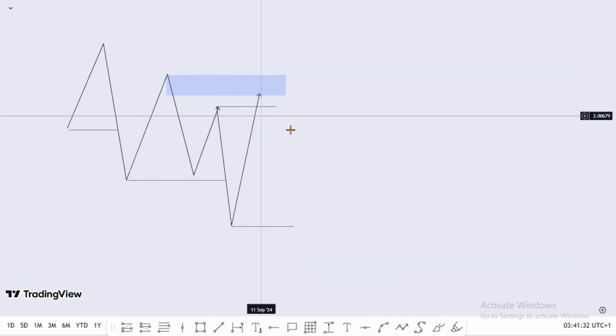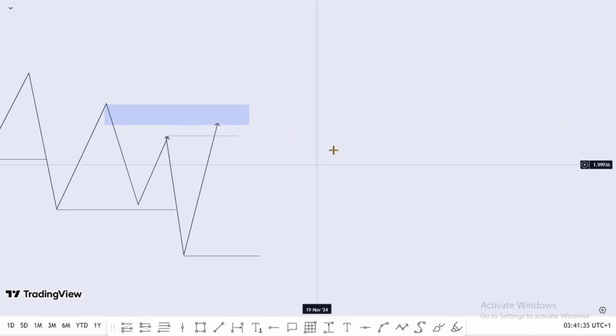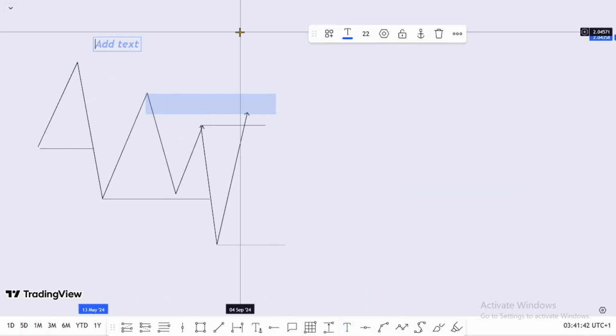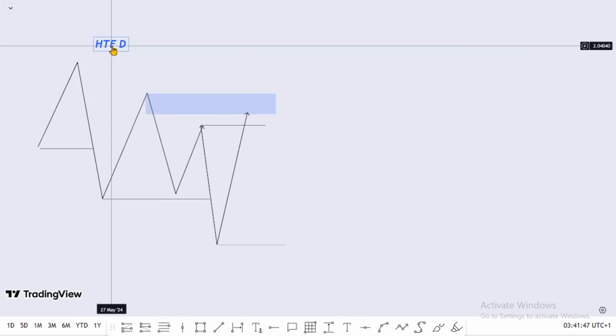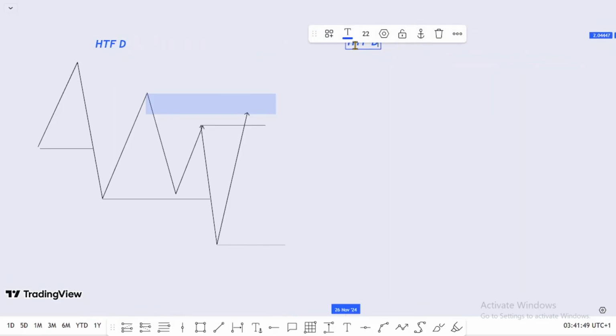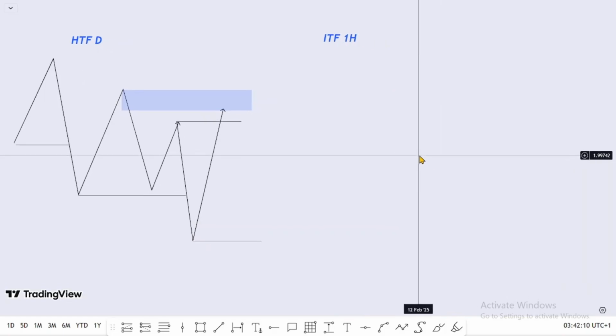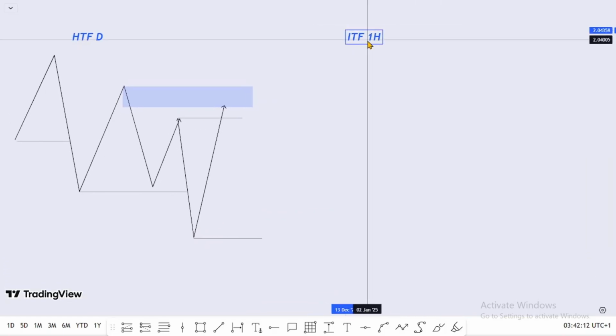But after price taps into this place, what we are going to do now, this is our higher time frame. Let's call it the daily time frame. So as price taps into this, we are going to jump to our intermediate time frame. Since we are working with the daily time frame, it will be the 1 hour time frame, right? What we are looking for in the 1 hour time frame is a market structure shift.